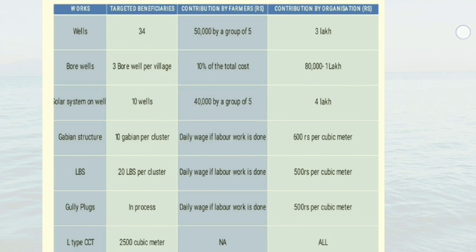Let's take an example of a well. As you can see here, the total target number of wells is 34, whereas a group of 5 has to be formed for one well, and they will have to contribute 50,000 amongst them, whereas 3 lakh rupees will be contributed by the organization itself. In the same way, the rest of the table follows as well.